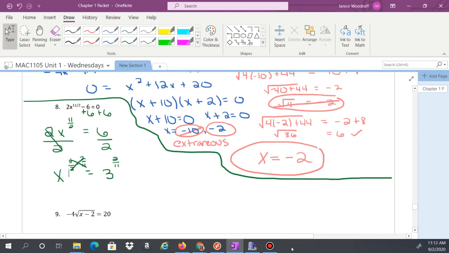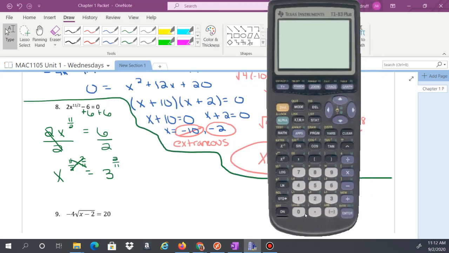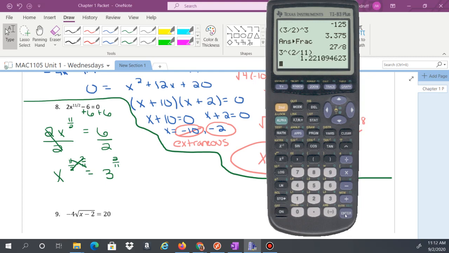If you want to see what it is in here, let's see. You would go 3 and then use your caret. Now there's a fraction, so you need to put the fraction in parentheses: parentheses 2 divided by 11. And if I convert it to a fraction, it's not converting to a fraction. Why isn't it converting? Because it's a really nasty fraction. So you could just leave it as 3 to the 2 over 11.